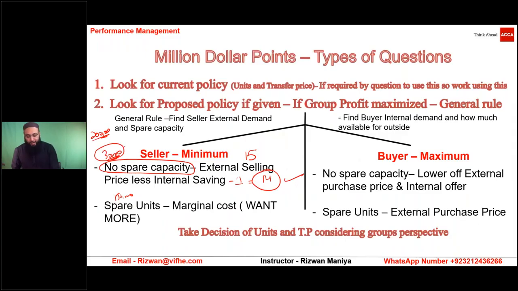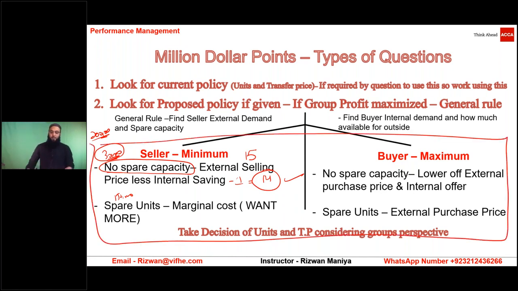Understood? See how quickly through this you are able to find out the answer. If you understand this game, when the question says profit maximization, use the general rule, and this is what you have to keep in your mind. Whatever the examiner is asking, use this model in front of you and you will find the answers. I'm sure you can do all the questions now. I'm sure.